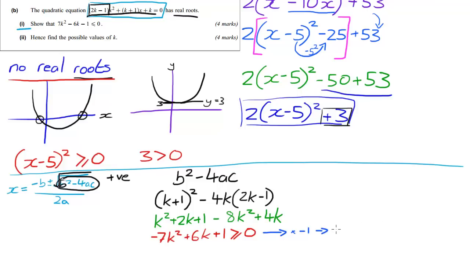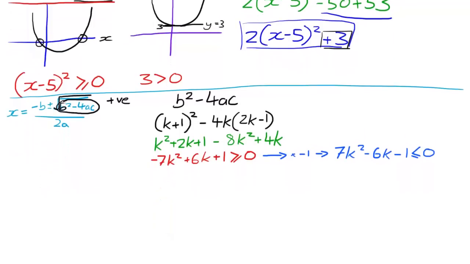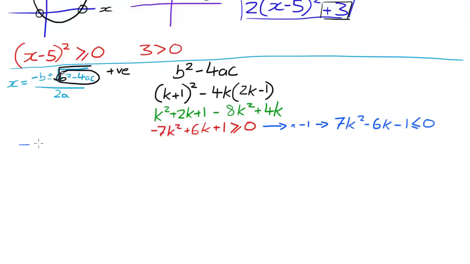Go over here. So we're going to get 7k squared minus 6k minus 1 is then going to be less than or equal to 0. And that's just to get it into this form that they wanted it there. So when you times by minus 1, you flip this greater than or less than sign around. So let's move on to the very last one, hence find the values for k.